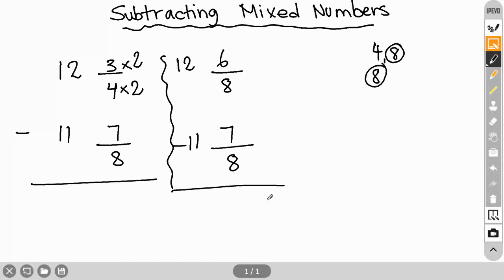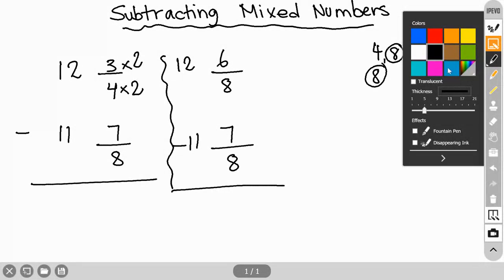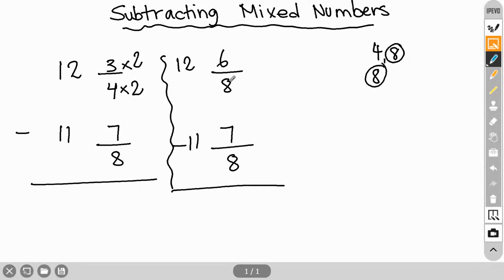Now you have your answer here. When you look over here, you have 6/8 and you have to take 7/8. You have 6/8 and you need to take 7/8. That's not enough. I don't have enough here. That's when it comes to the next thing. You have to borrow from your 12. Well, you do the same thing. You borrow what? 1, right?